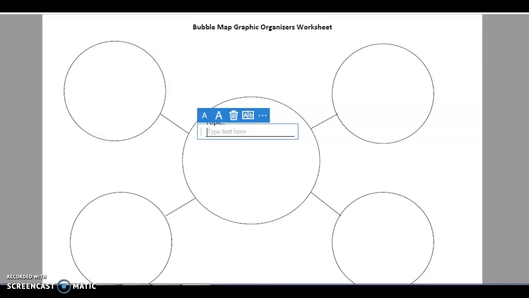I wanted to spend just a few minutes reminding you how to use a bubble map organizer so that you can use it how you would like. So we will do that now. So remember, the topic of your paragraph always goes in the middle. So our topic is the question that we're answering.